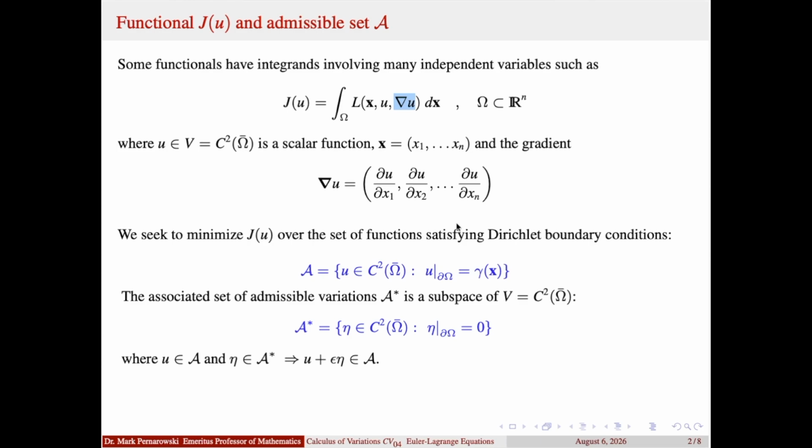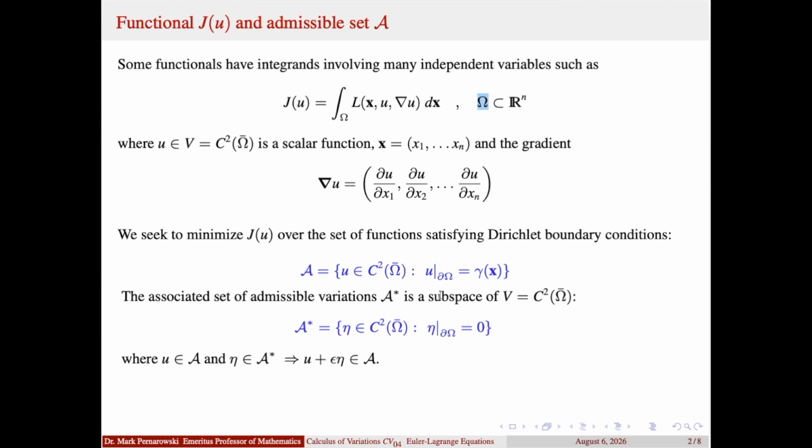We seek to minimize J of u over a very particular kind of u. That will be u's that are C2 on this domain, which is the spatial domain here, some subset of R^n. So it's C2 functions on the closure. And on the boundary, u is going to be some prescribed function gamma of x.